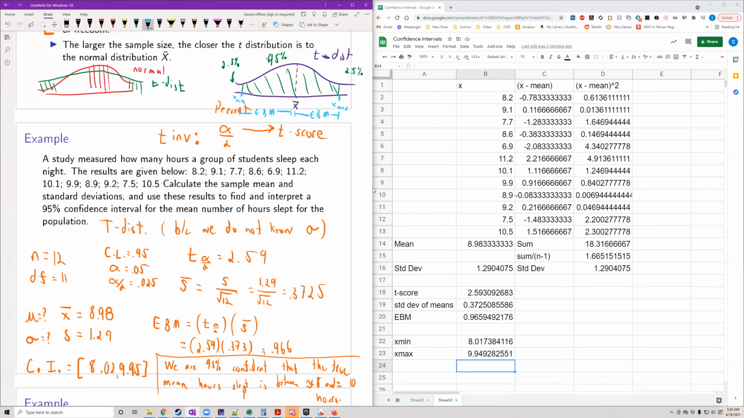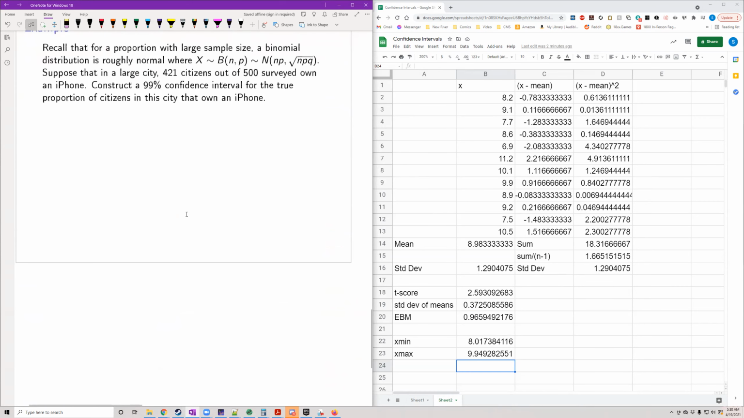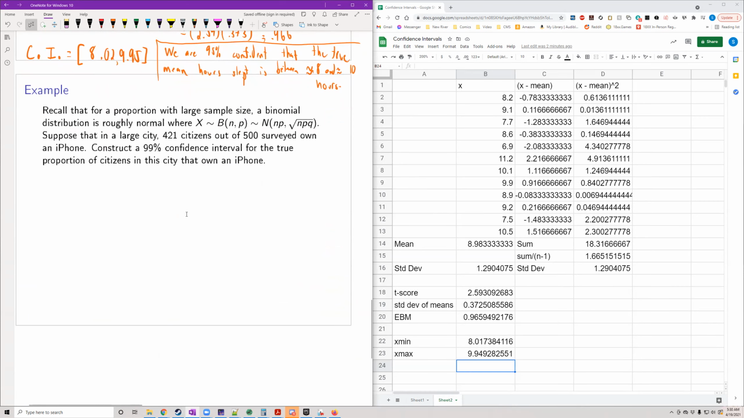Let's do just one more example. If we have a proportion with a fairly large sample size, then the binomial distribution looks roughly normal. Remember, we said at least 30 would work. The mean for a proportion is equal to n times p, where p is the chance of success and n is the sample size. And the standard deviation is equal to square root of npq, q being the chance of failure.